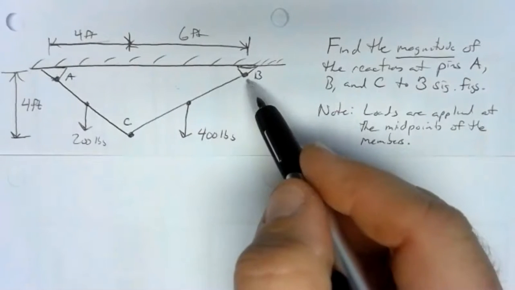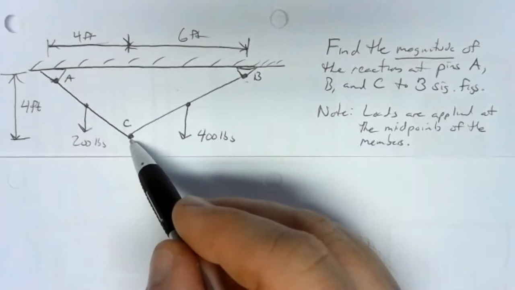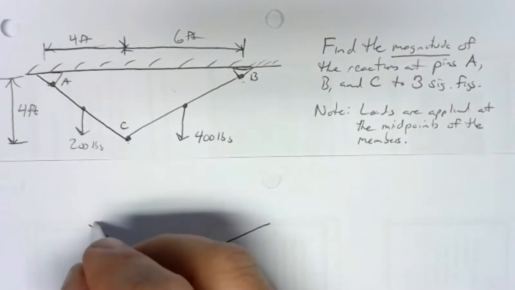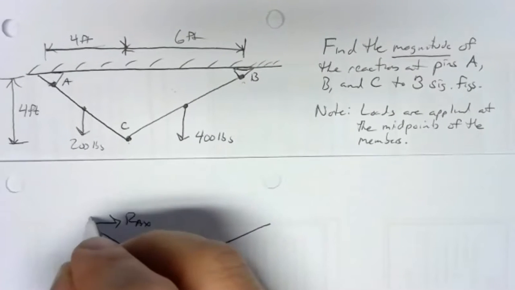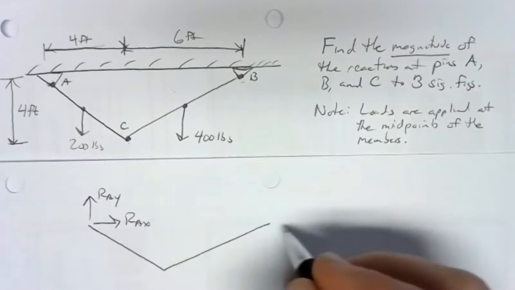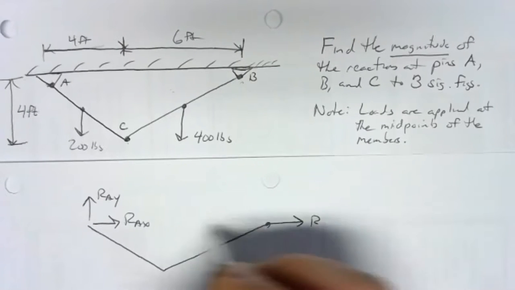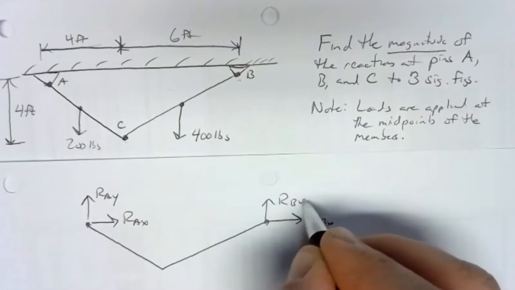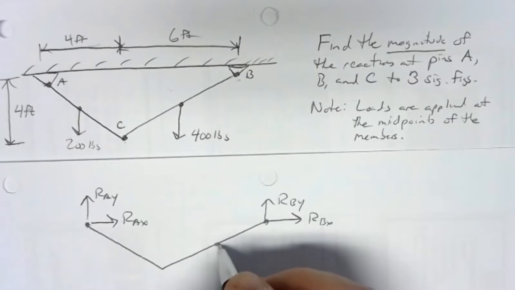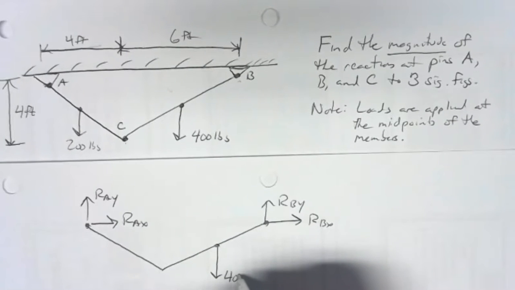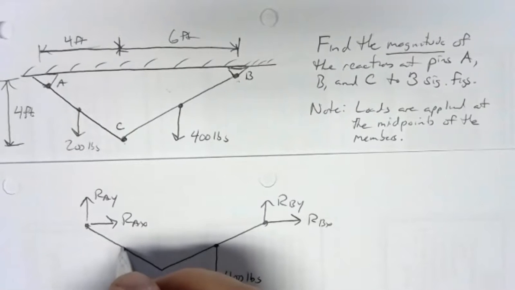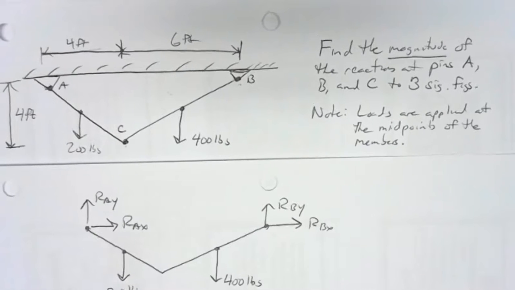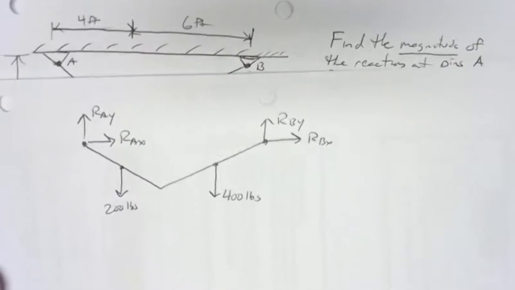So we've got pinned supports up here at A and B. And then we've got another pin at C. So let's do the external problem of something that looks sort of like this. We'll have RAX and RAY. We'll have RBX and RBY. Then we've got our loads right at the middle of member BC. We've got 400 pounds pulling down. And then at middle of AC, we've got 200 pounds pulling down. And we'll figure out the geometry as we work through the problem.